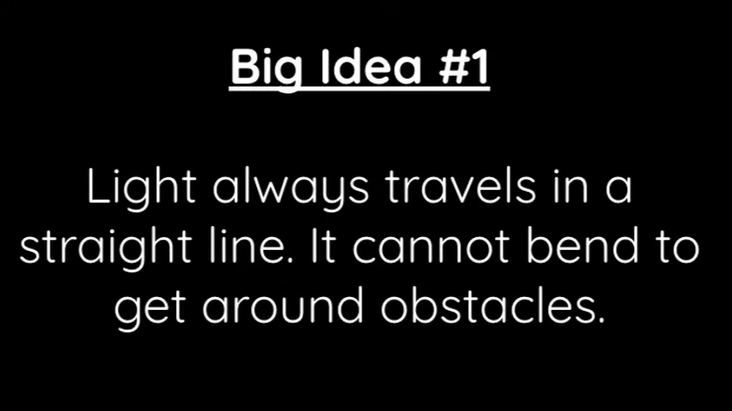So, by doing this first quick lesson, we have evidence to support big idea number 1, that light always travels in a straight line. It cannot bend to get around obstacles. It seems really simple and easy, but it is important for us to understand this property of light before we move on and learn more about light.